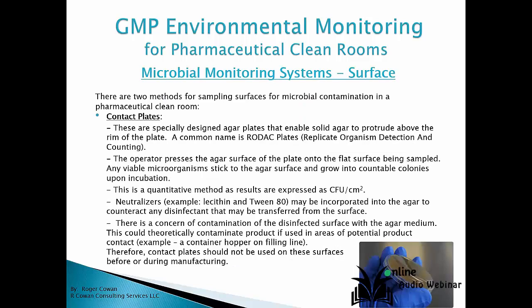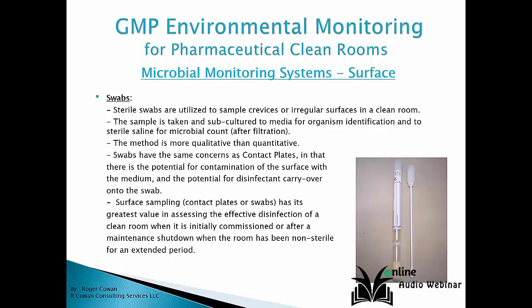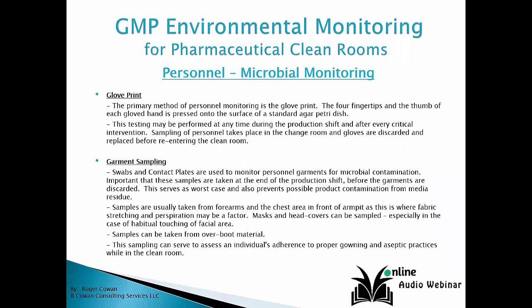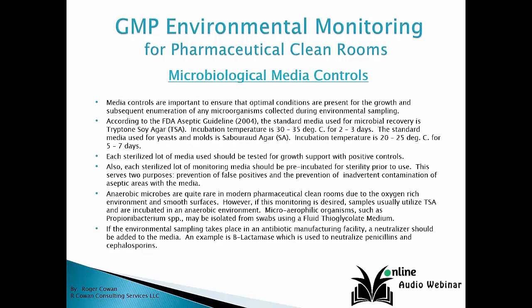Okay, so we're going to switch from air to surface. There are two methods for sampling surfaces for microbial contamination. There's contact plates. Another surface monitoring system for microbes is swabs. So what happens when you're microbially monitoring personnel? Personnel are actually the biggest source of microbial contamination in your clean room. When you're monitoring these personnel, you can use the glove print. In terms of sampling the garments, going back to the lab here, it's very important that all the media used for sampling has controls on it.